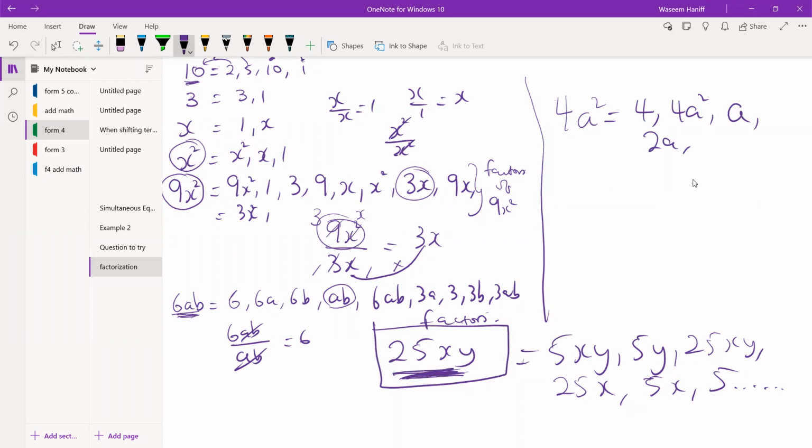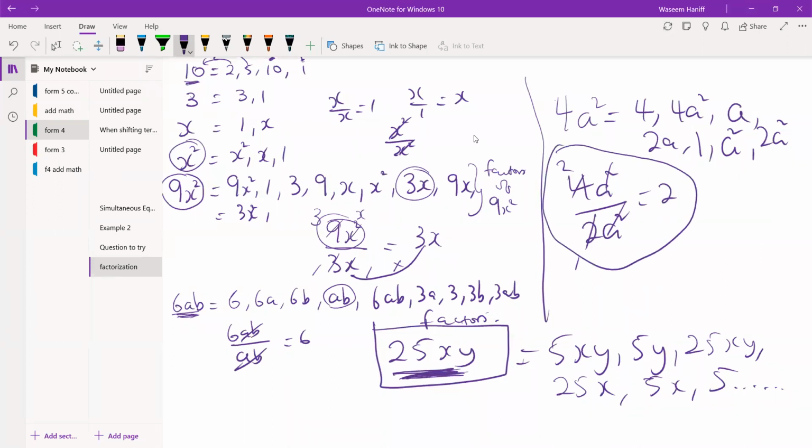Then watch again. Think outside the box. 1 is always a factor. Look, a squared could be a factor. 2a squared could even be a factor, because 4a squared could comfortably divide by 2a squared. A squared cancels off with a squared. 2 into 2 is 1, 2 into 4 is 2. So the answer here is 2. Good. So we get the concept down. We understand what a factor is and we can identify factors.